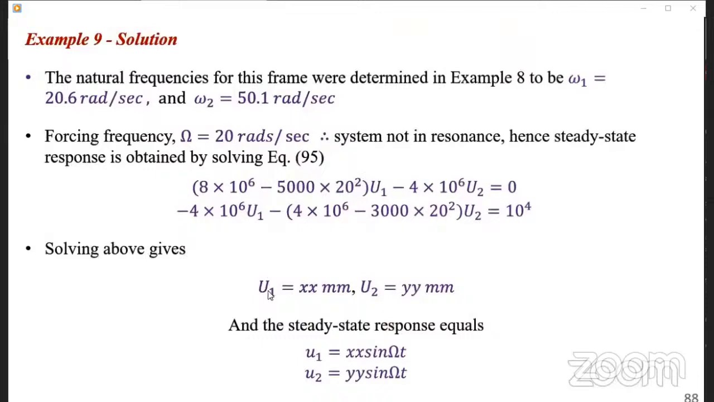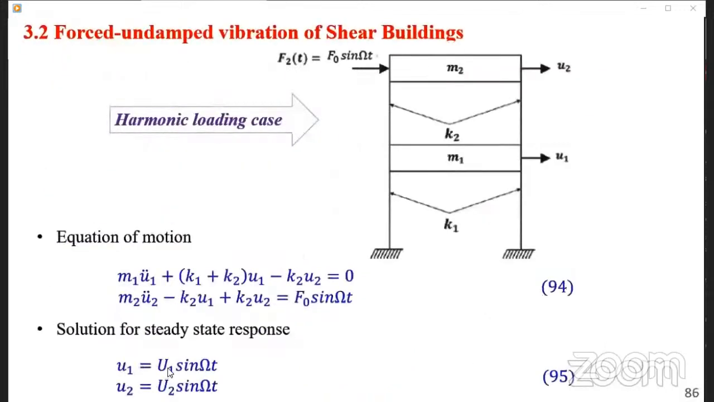Then, solving, you are able to get U1 and U2, because these are the maximum displacement, the maximum response. This is the amplitude, the capital U1, the amplitude of our steady state response. Remember, our response varies with time. U1 at the first floor level changes with time because it is a dynamic motion. But our motion will have an amplitude, and this is the amplitude U1 that we are talking about.